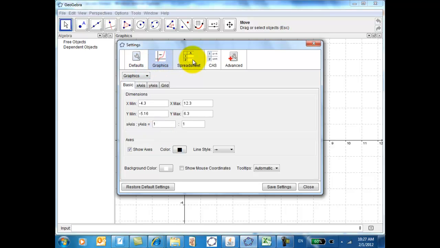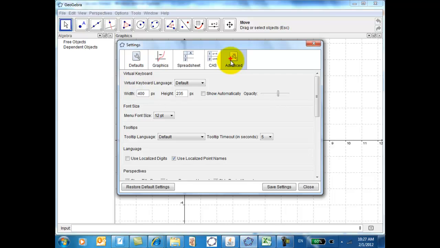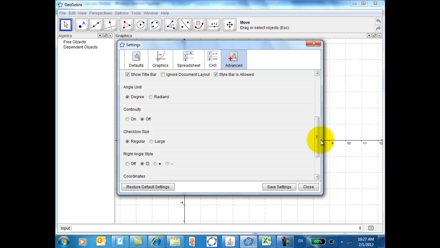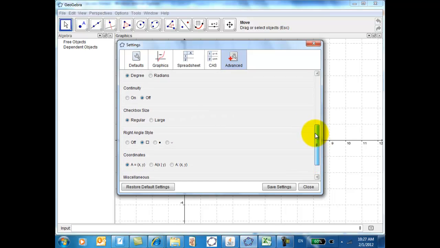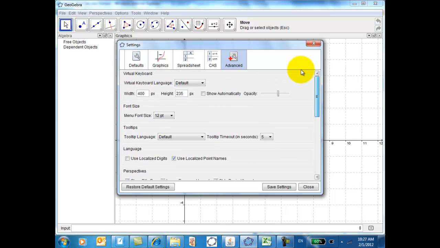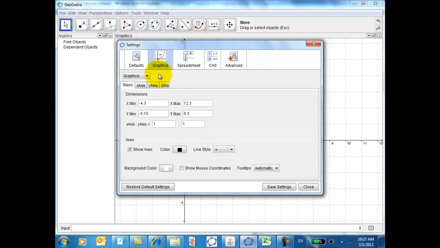I want to somehow come up with the type of axes that we use in polar. It's under advanced. Under advanced, we could change from degrees to radians, but I'm going to keep it in degrees for right now. Some people are more comfortable thinking about 90 degrees as opposed to pi over 2. Now, there's something else, though, and it's not in advanced, apparently.